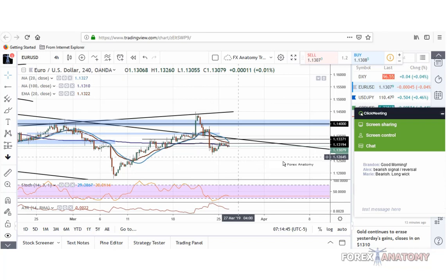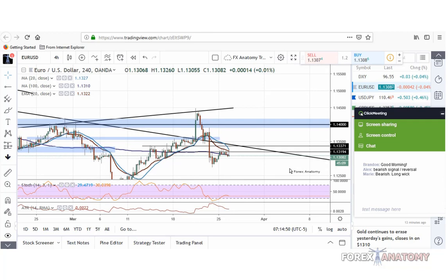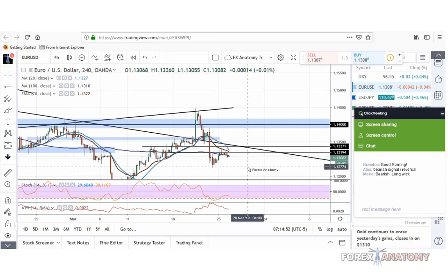But yeah, so what we want to do is identify a zone, an area where we could potentially see that bearish rotation take place. And I don't know if you guys remember, I know we sent out a setup in our Telegram channel.